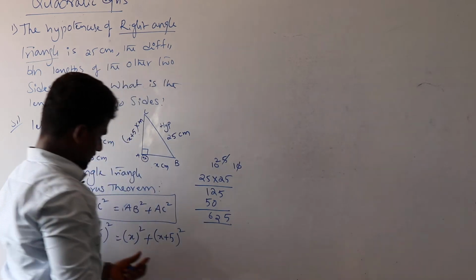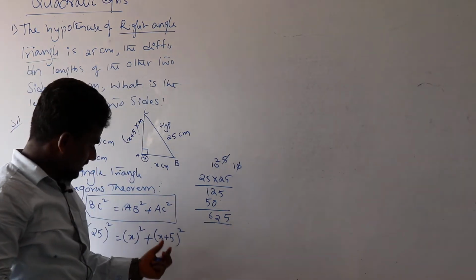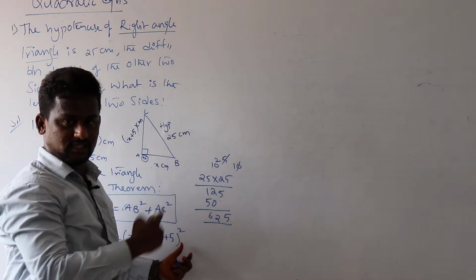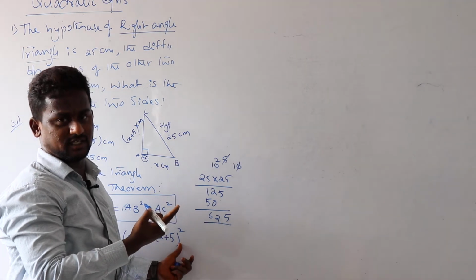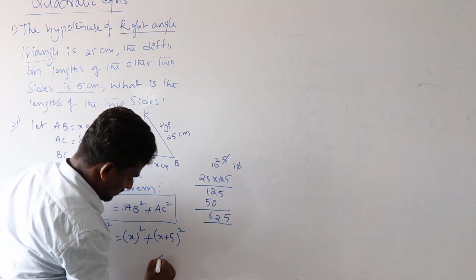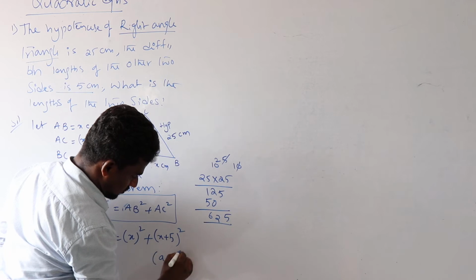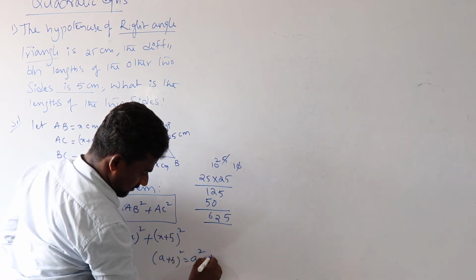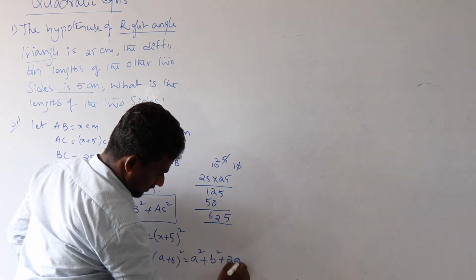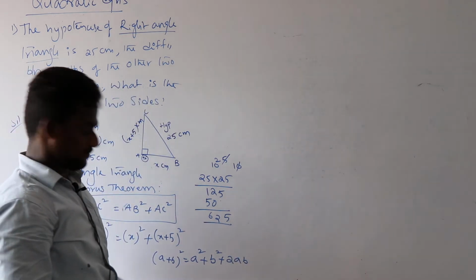x square plus x plus 5 whole square. X plus 5 whole square means it is in the form of an identity. Which identity? A plus b whole square. So a plus b whole square form is a square plus b square plus 2ab.